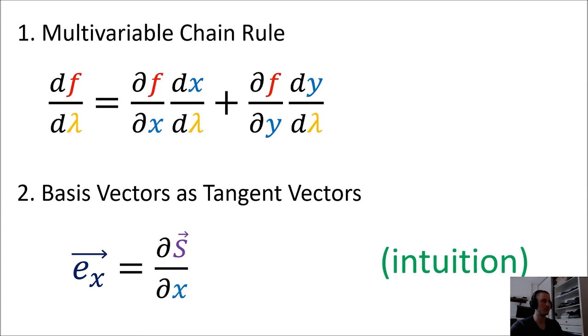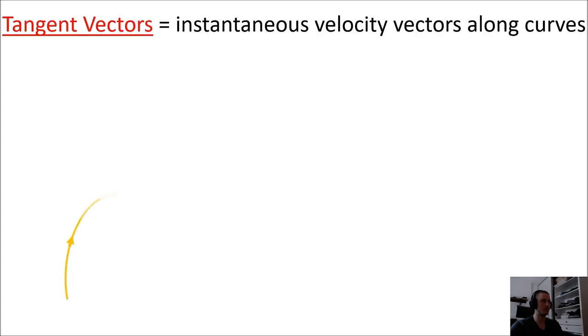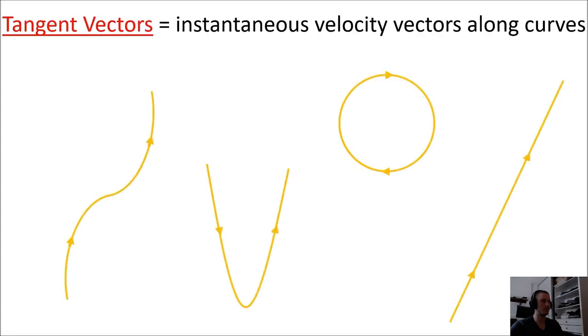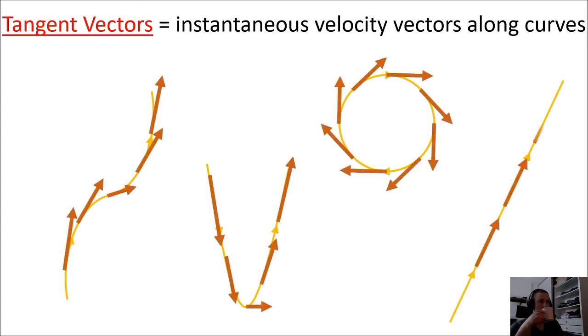Now let's look at interpreting basis vectors as tangent derivative vectors along a coordinate curve. Again, I'm going to primarily focus on intuition here instead of being formally correct. Here are some examples of curves that each have a direction associated with them. A tangent vector along a curve is basically a vector that just barely touches the curve at one point at the base of the vector. It's basically like an instantaneous velocity vector for a particle traveling along the curve.